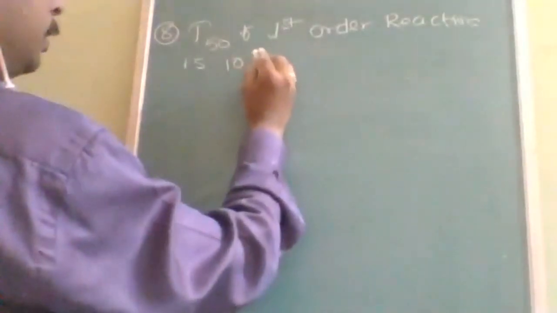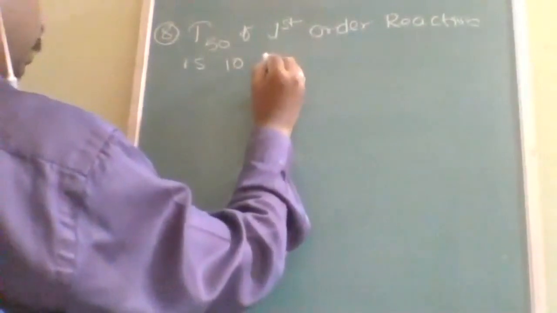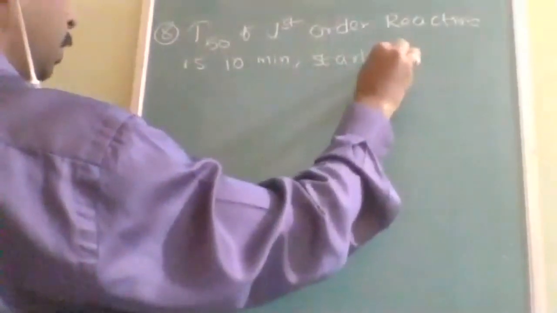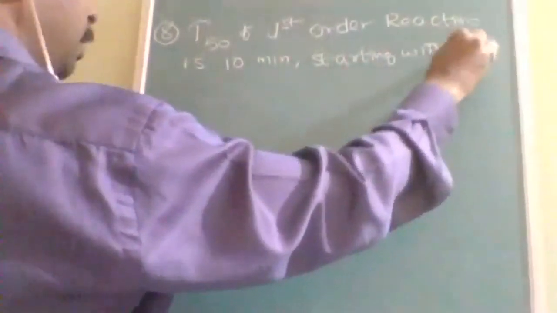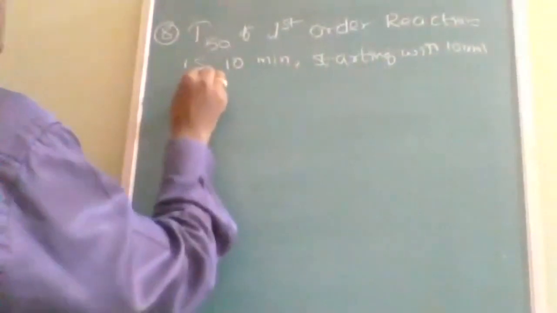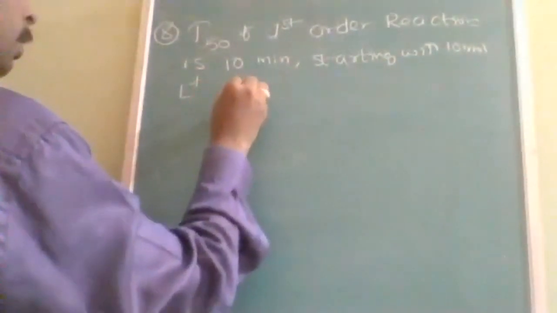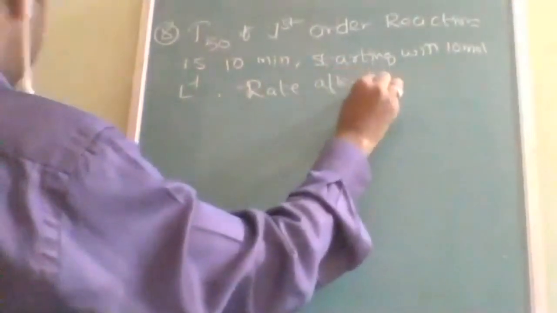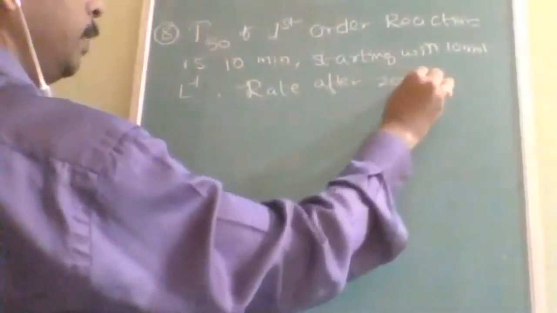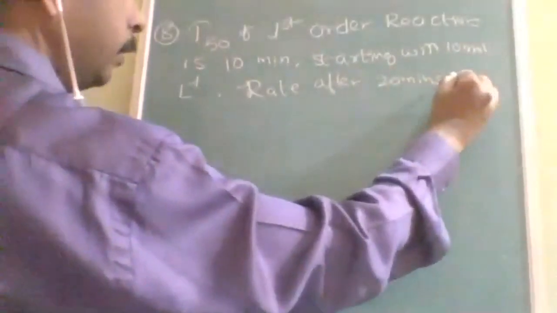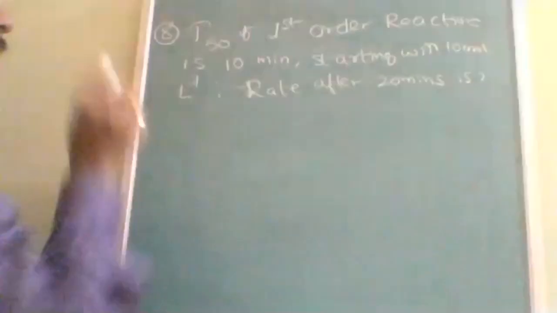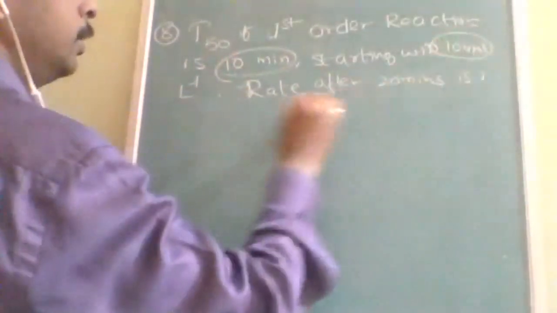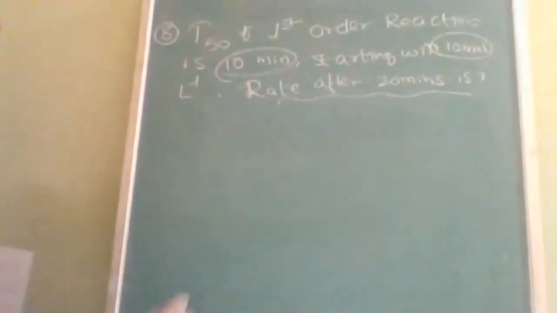Okay, next question: the T50 (half-life) of a first order reaction is 10 minutes, starting with 10 mole per liter. The rate after 20 minutes is... very good question, many concepts are combined together. Half-life is given and the initial concentration is given. We have to find out the rate after 20 minutes.